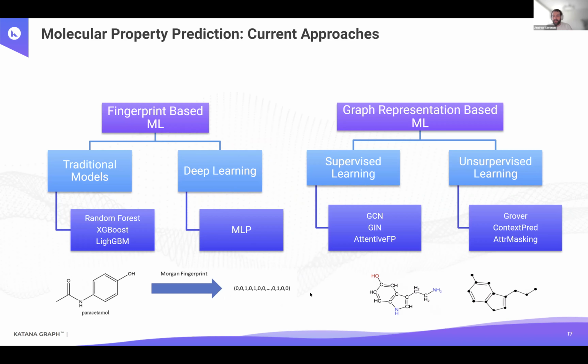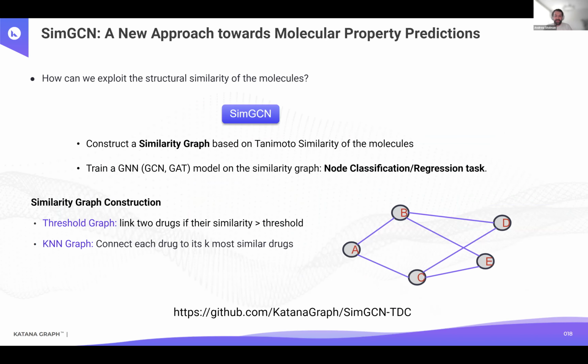So our method we called SimGCN. And we're able to leverage some of the LSH and querying stuff that I talked about before to come up with a new model. We want to use GNNs, we think they're powerful, but we want to pose this as a node classification or regression task instead of a graph classification or regression task like the other methods have. And the way we do that is we have our data set. We compute the fingerprints for all the molecules in our data set, and then we compute the similarity graph on top of it.